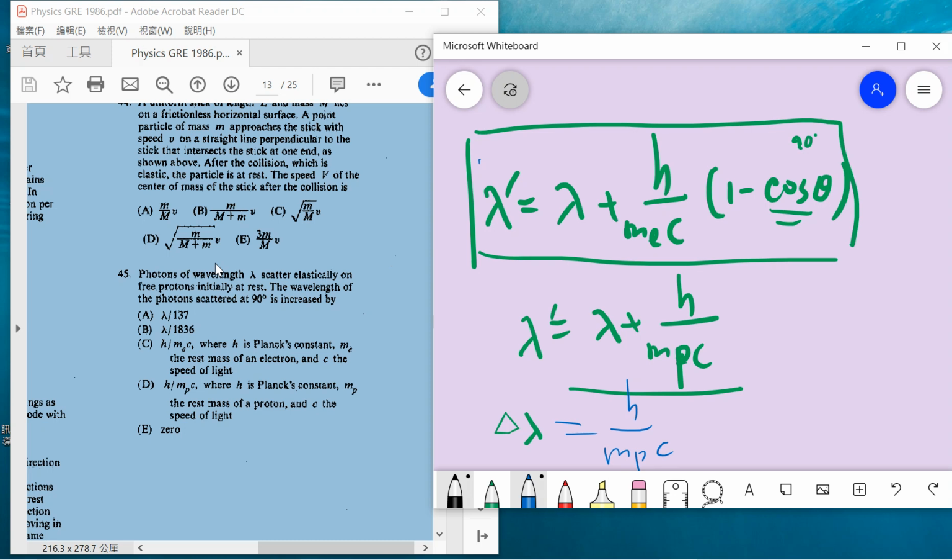Basically, it's just a variant of Compton scattering: a photon scattering off some free charged particle at rest. You just use momentum conservation, energy conservation, and special relativity, and you can get the answer. Okay, so the answer is D. Okay, that's it, and I will see you guys in the next video.